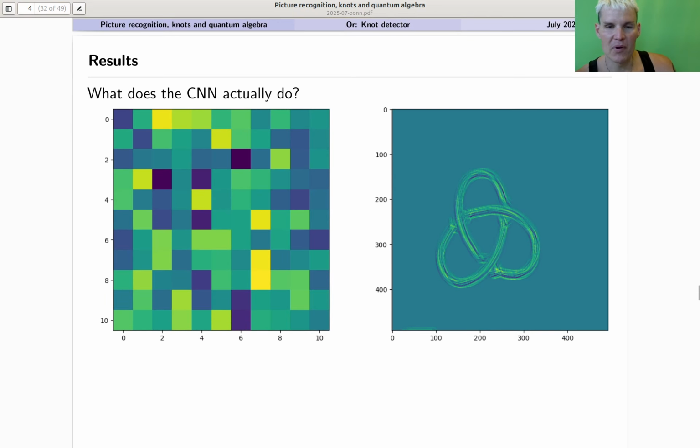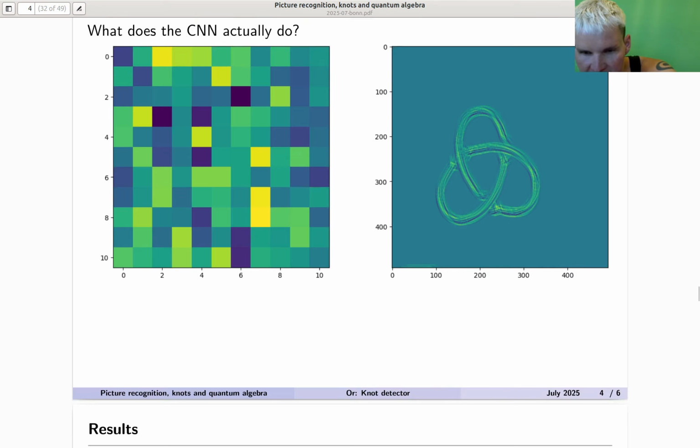So what does a neural network actually do on a specific knot image? Here, a trefoil knot, as you can see. First of all, it extracts the trefoil from the background. This is a heat plot, so the values correspond to the heat of the corresponding pixel. The hotter the pixel, the closer it is to 1. The colder the pixel, the closer it is to 0. That's just what it is.